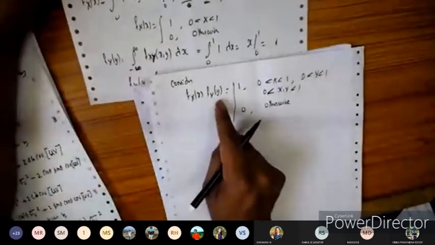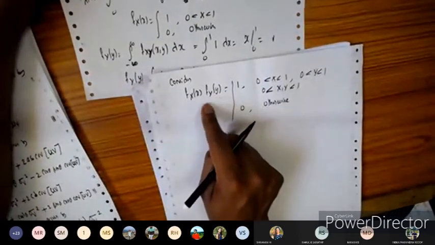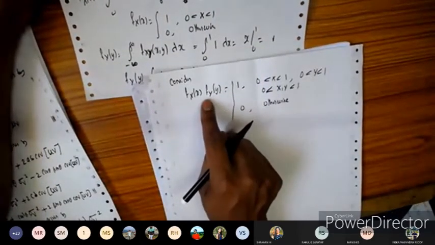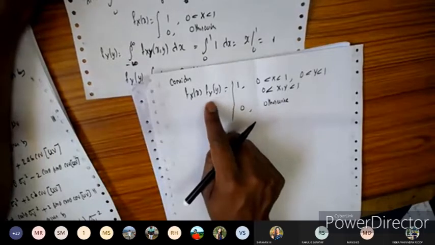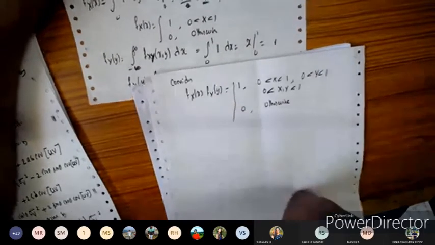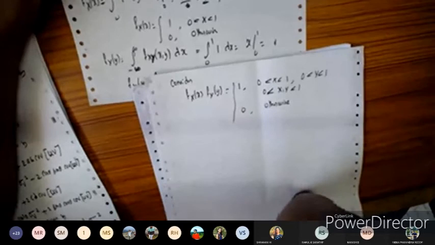Done. So this is the product of the two PDFs that you are going to take here. The product of the two PDFs. Okay, so all of you have taken that, right? Okay, so done. Now what shall we do?